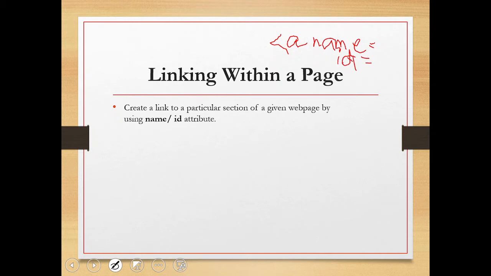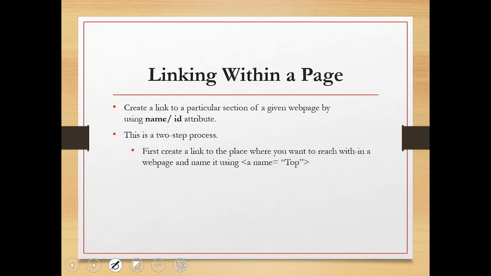So when you call that, it will be showing that specific thing as a selection in the same page itself. So how does it happen? This is a two-step process. First, create a link to the place where you want to reach within a web page and name it using a name is equal to top. So onto my web page, at the bottom somewhere, there is a link that I have created as anchor name equal to top. So whenever I click on it, it will take me to the top of the page.